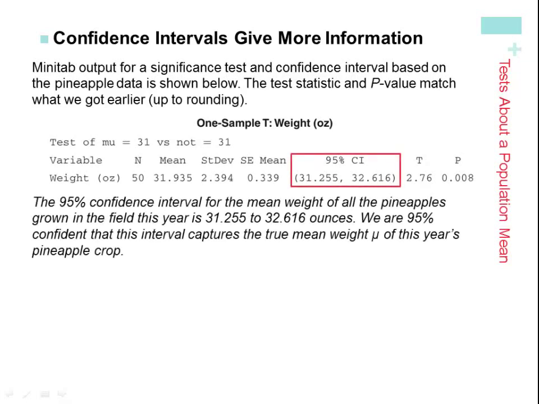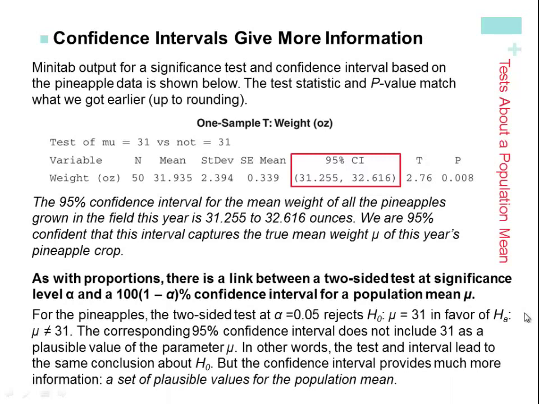But in the same Minitab output, you will notice the 95% confidence interval for the mean weight of all pineapples grown in the field this year is between 31.255 and 32.616 ounces. We are 95% confident that this interval captures the true mean weight of this year's pineapple crop.